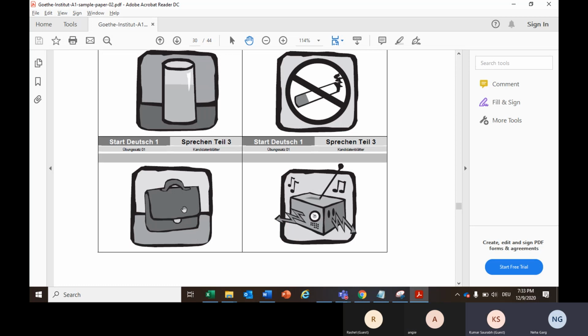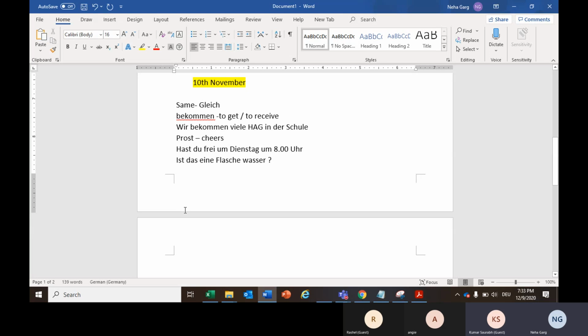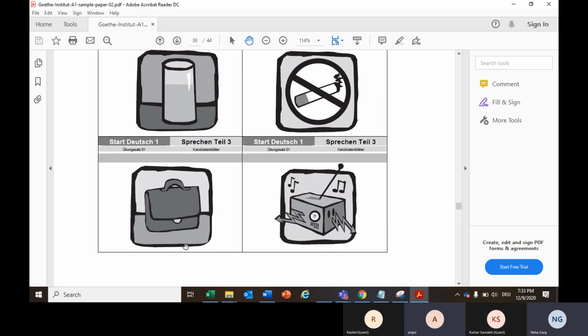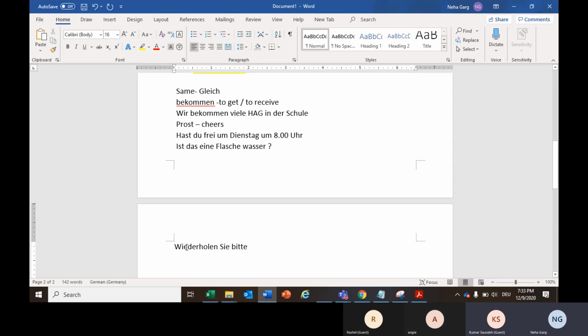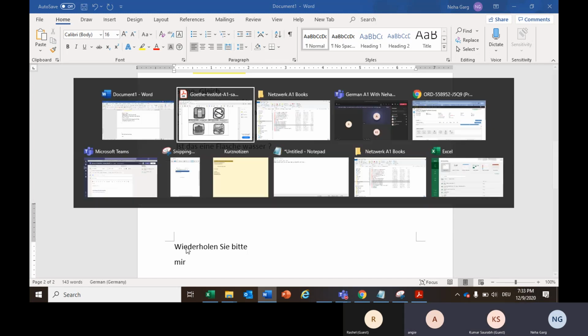Bitte holen? Kannst du wiederholen? Sorry, wiederholen. Kannst du, kannst du mich die Tasche geben? Mir, not mich. Mir. Okay.